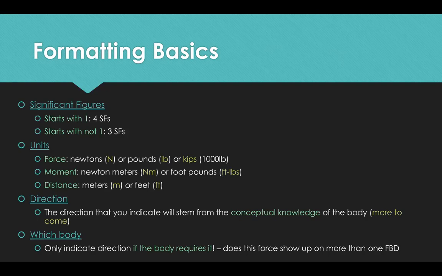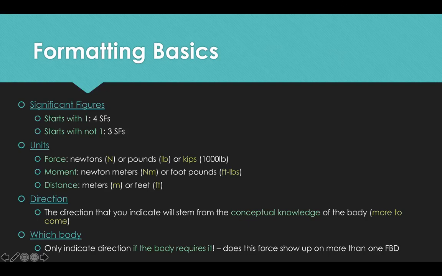So the direction is going to come from some kind of conceptual knowledge of the body. I'll talk about that more in a little bit, but it'll have something to do with the assumed direction that you chose and whether the math showed that was a correct assumption or not. And finally, which body: you only write what body it's acting on if it's required. So does that force show up on more than one free body diagram? If it does, then you have to indicate which body it's on.